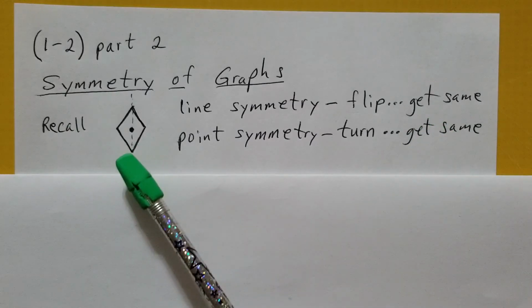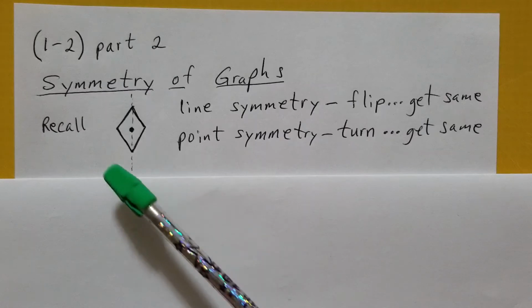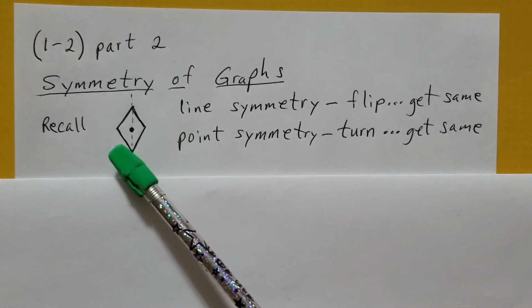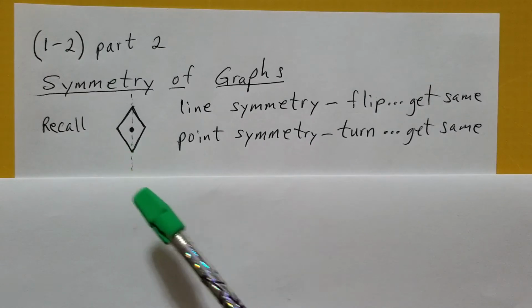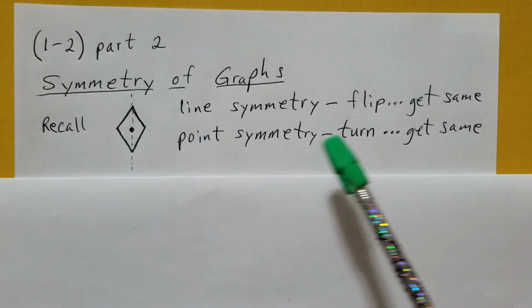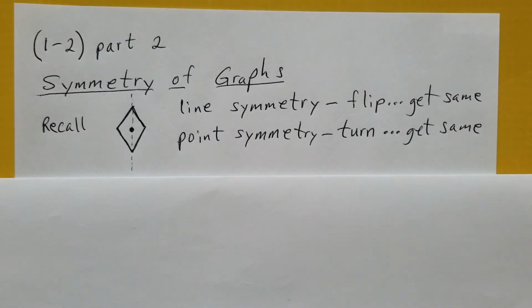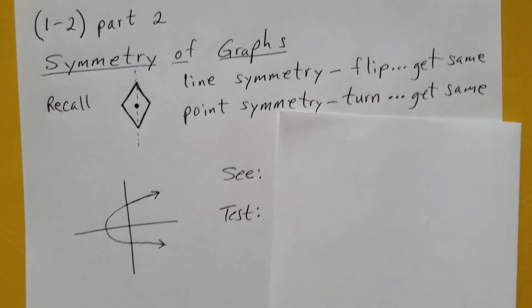Sometimes you can turn it on a point, circular, just turn it around, okay? And if you keep turning this, you'll get the same exact shape. If you go half circle, that's called point symmetry, when you turn it and get the same shape back. Well, we use that in graphs as well.